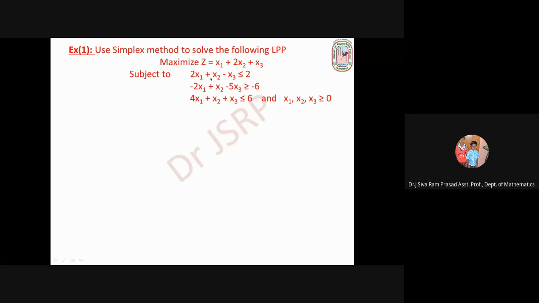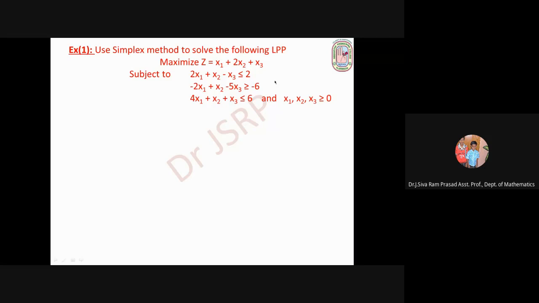Subject to 2x1 plus x2 minus x3 less than or equal 2. Minus 2x1 plus x2 minus 5x3 greater than or equal to minus 6. 4x1 plus x2 plus x3 less than or equal 6. And x1, x2, x3 greater than or equal to 0. So we have to solve this problem using simplex method.